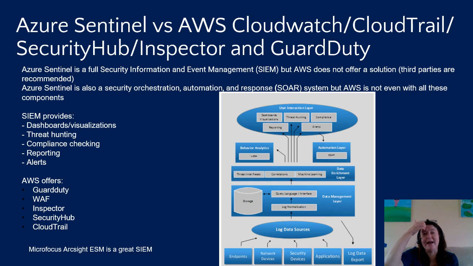CloudWatch is more like Azure Monitor. It monitors things in the environment, monitors your resources, things like CPU usage, disk I/O. You can also import your logs into CloudWatch and so on. Azure Sentinel pretty much does everything. It includes things like threat hunting, compliance, alerts, reporting, dashboard visualizations, and so on. There's also a tool called Micro Focus ArcSight, which is a good SIEM, which you can use on AWS or Azure to provide full SIEM and SOAR.